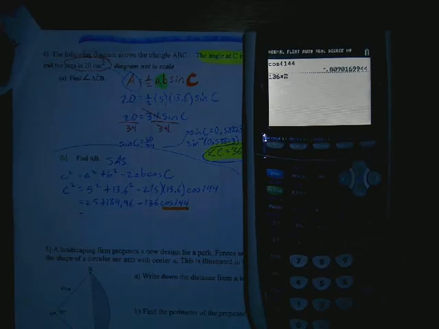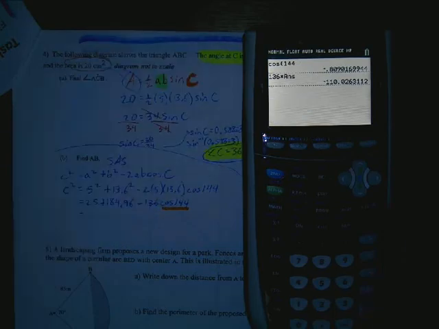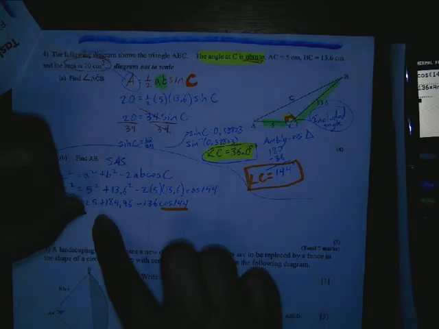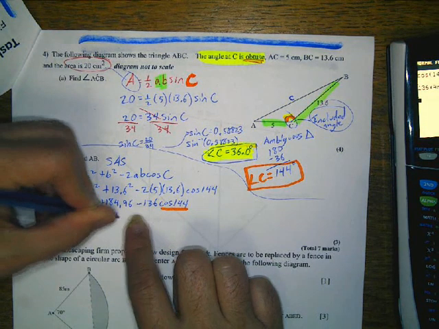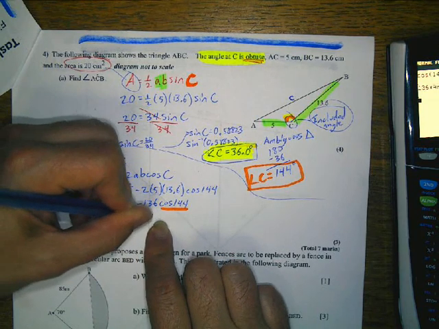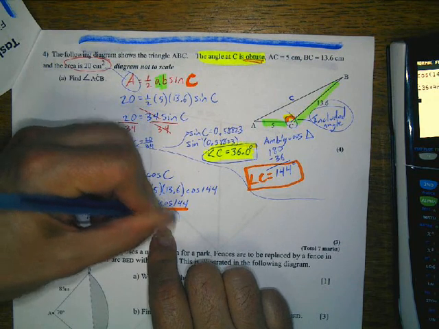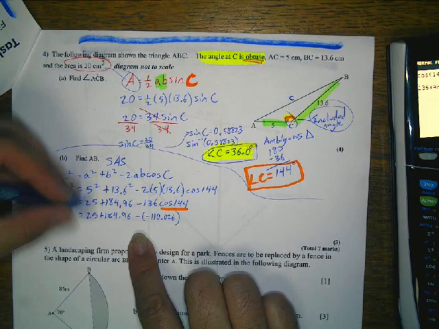136 times the previous answer, and that gets us negative 110. So here I have 25 plus 184.96 minus negative 110.026. Okay. So clearly that's going to become plus.